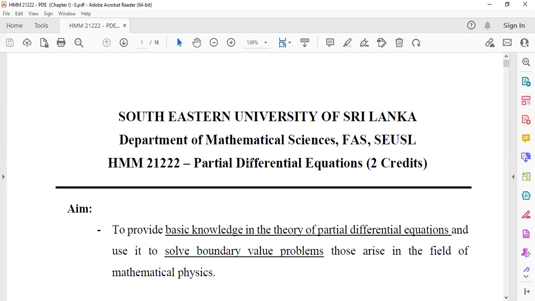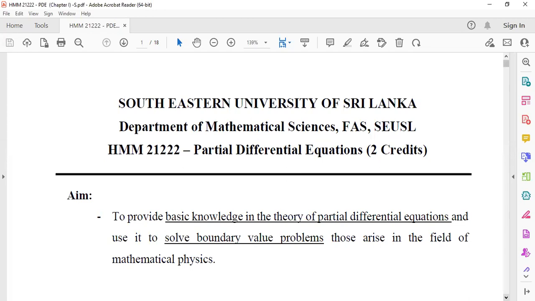The PDE has been abbreviated as PDE when we are talking as well as in the notes. I have used it sometimes, so it means partial differential equations. Let's just recap our last lecture and then we can continue.